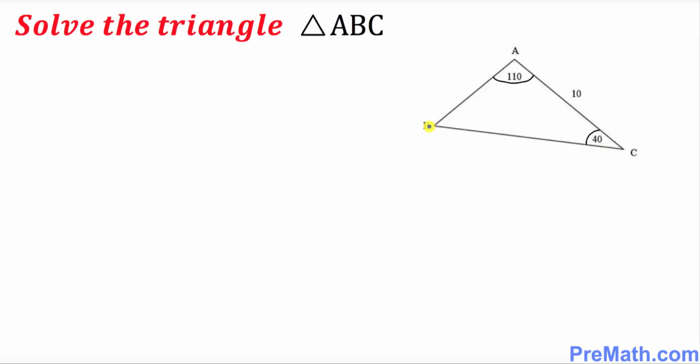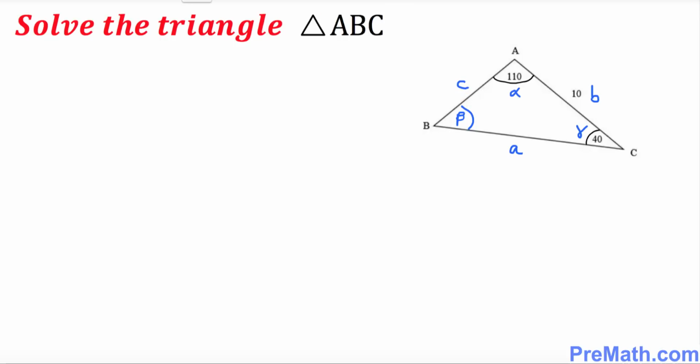As you can see over here, this is vertex B, so this angle is going to be beta. This angle at vertex A is going to be alpha, and this angle at vertex C is going to be angle gamma. Now let's look at the sides. The side opposite to vertex B is going to be lowercase b. This side is opposite to vertex A, so it's going to be lowercase a, and this is going to be lowercase c side.